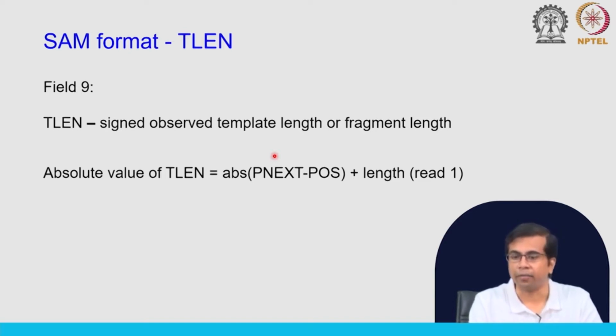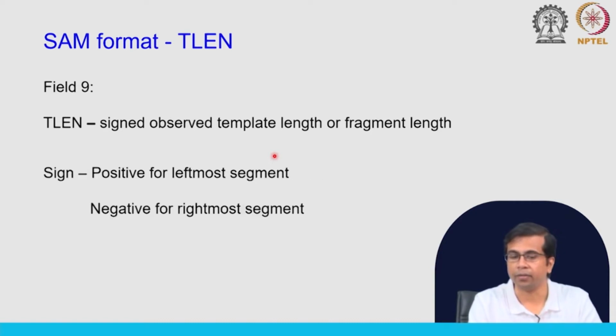Now, what about the sign? How do we actually give the sign? The sign is very simple. You give a positive sign to the leftmost segment. So, if read 1 is upstream of read 2, this is the leftmost segment, and you get a positive sign. For the rightmost segment, the read 2 that is downstream, read 2 will get the negative sign. The absolute value of TLEN remains the same; you simply change the sign.